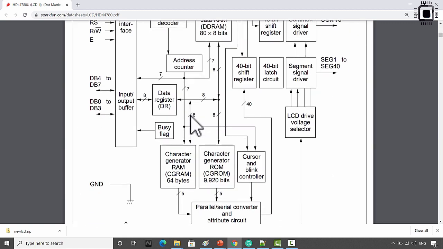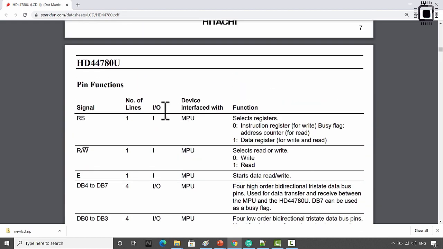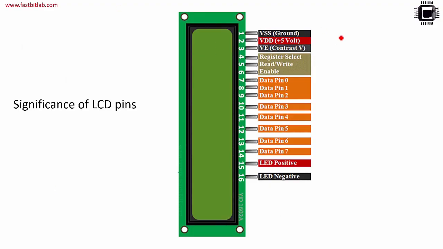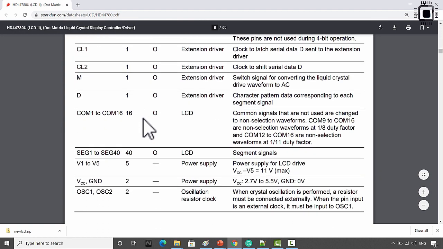If you browse through this document, you will see a section where the pin functions are explained. First, let's start with the Vss pin. This is the ground pin for the LCD module. So the ground pin of your board has to be connected to the ground pin of the LCD. And the next pin is VDD. VDD, or VCC, has to be in between 2.7 volt to 5.5 volt.